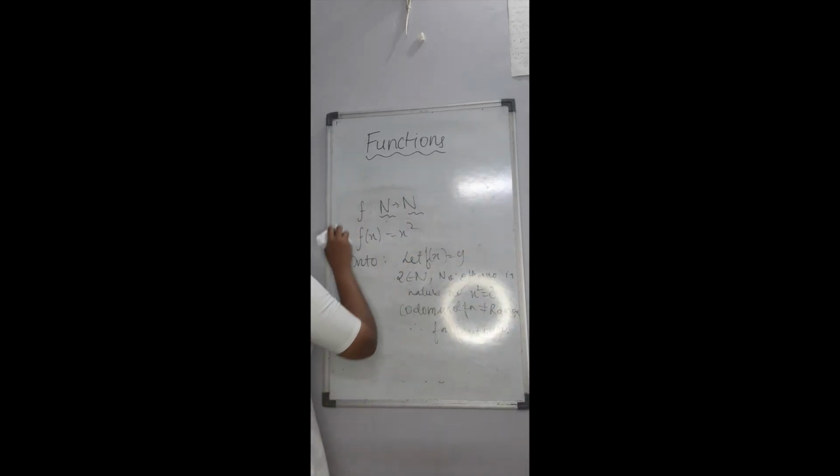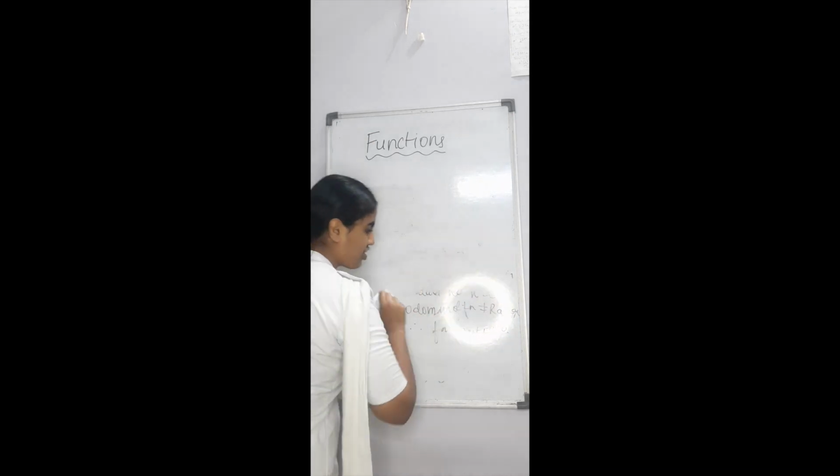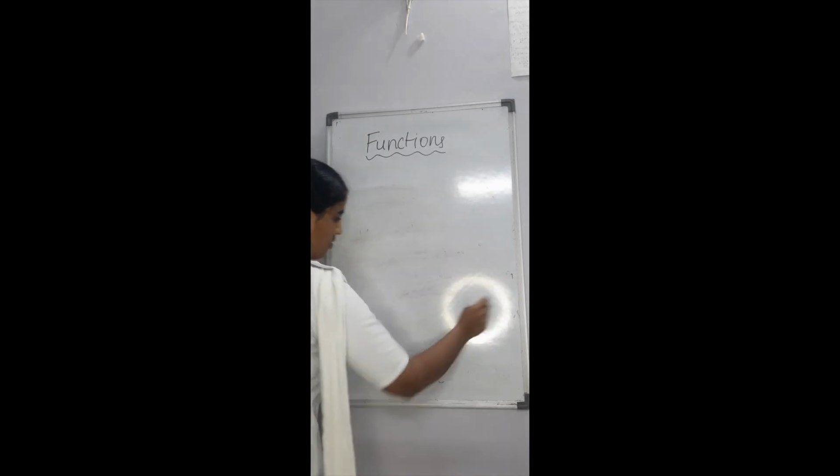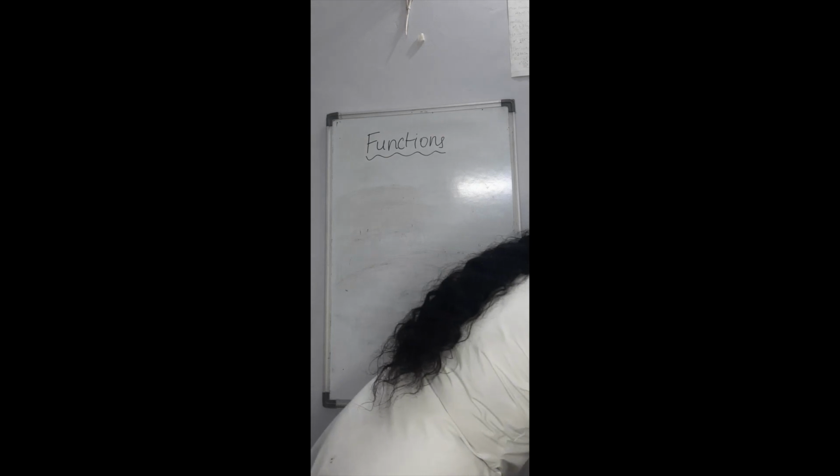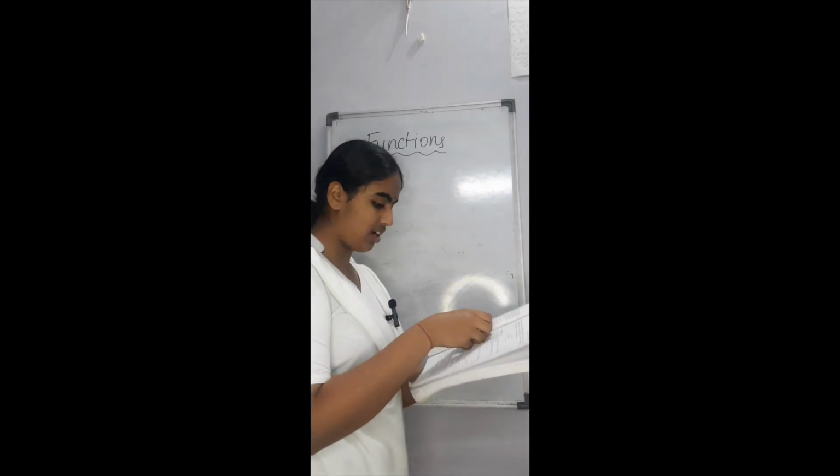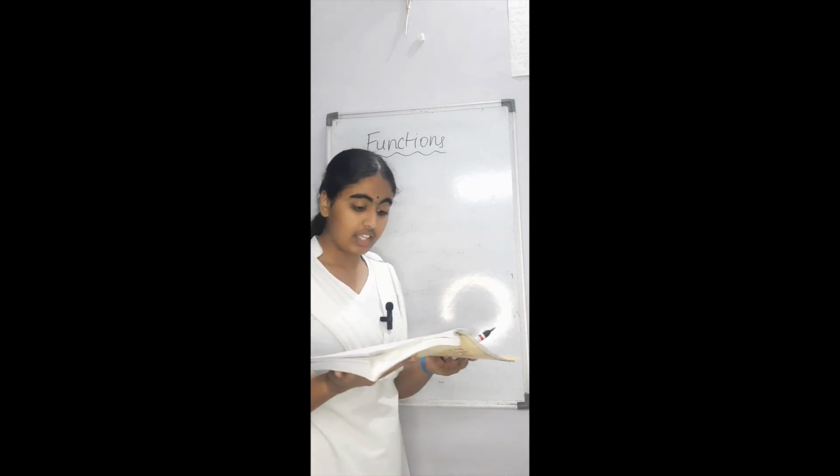That was easy peasy, right? Let's move on to our next question. The next question is the greatest integer function. The question says to prove that the greatest integer function given by f of x equals square bracket x is neither 1-1 nor onto. We have to prove that it's neither.